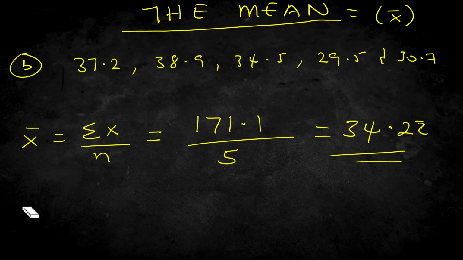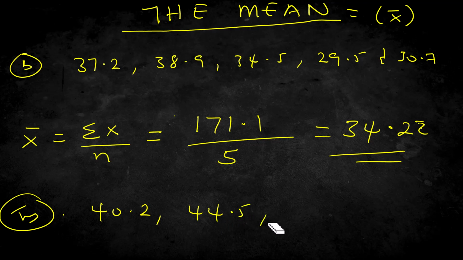So just go ahead and try this. We have 40.2, 44.5, 50.7, 39, 39.6, and 58.4. Just try this, and then you can put the answer under the comment section below.